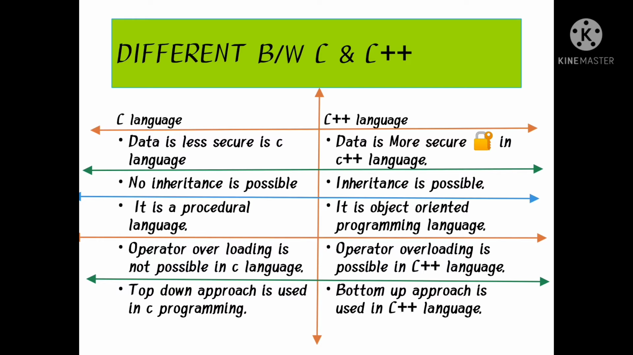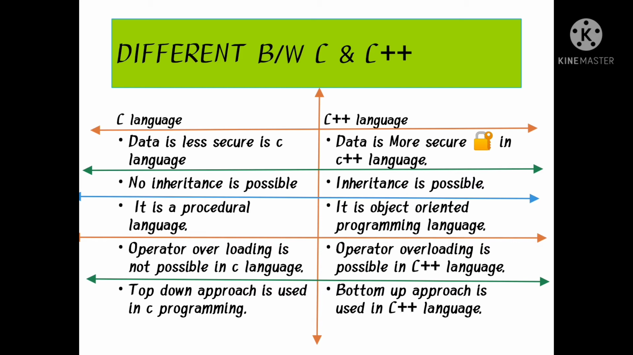Now let's move to the difference between C and C++. The first point is that data is less secure in C language. Of course the data would be less secure in C because it came before C++. After the coming of C++, the data is more secure because we can hide the information in C++, whereas in C we are not able to hide any kind of data. So the data is less secure in C and more secure in C++.